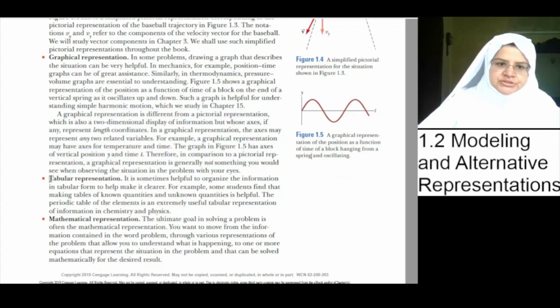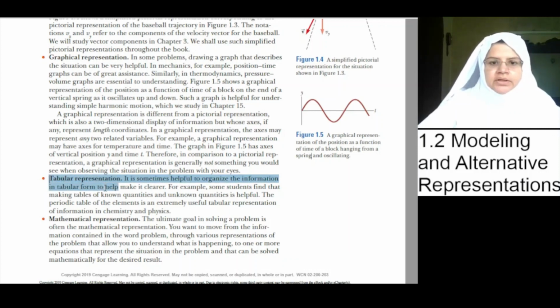Tabular representation. It is sometimes helpful to organize the information in tabular form to make it clearer. For example, some students find that making tables of known quantities and unknown quantities is helpful. The periodic table of the elements is an extremely useful tabular representation of information in chemistry and physics.